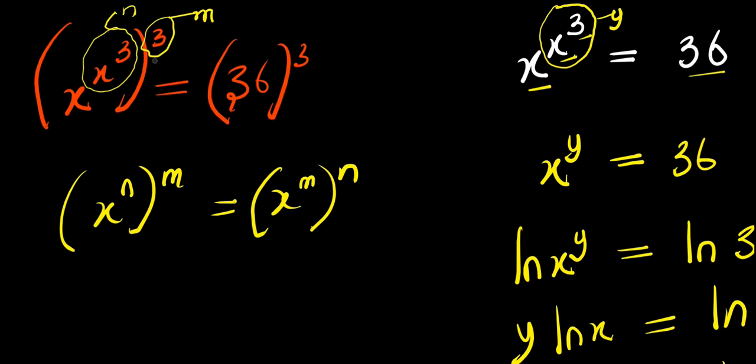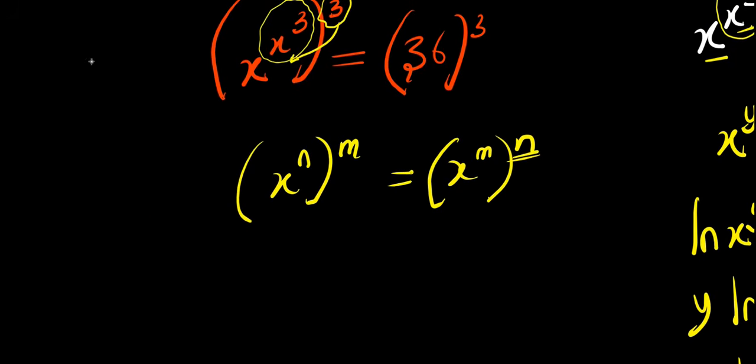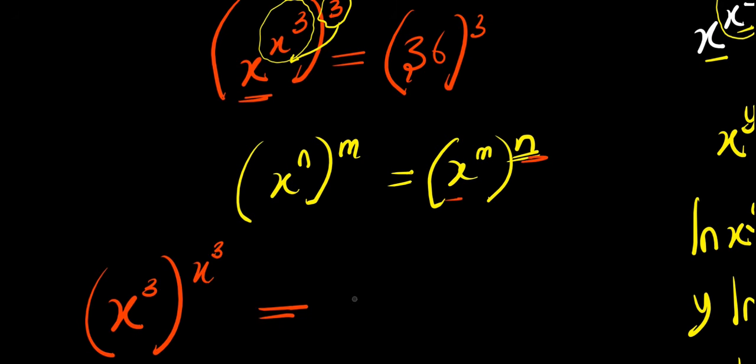That means this 3, which represents m, is now going to come inside the bracket, while the x power 3, which represents n, will now go outside the bracket, right? So let's do that. We are going to simply have x, which is the term here, with m as 3, raised to the power of x power 3, which is the n outside the bracket. And this equals 36 power 3.